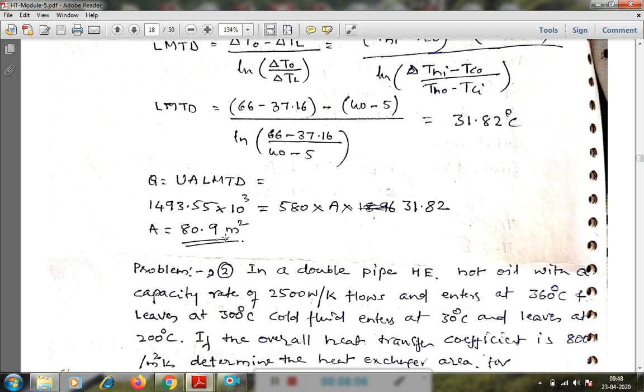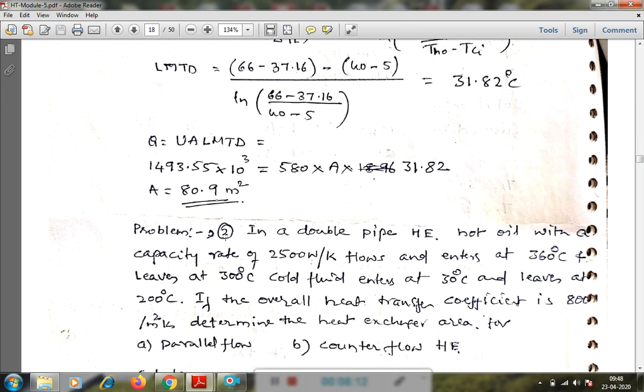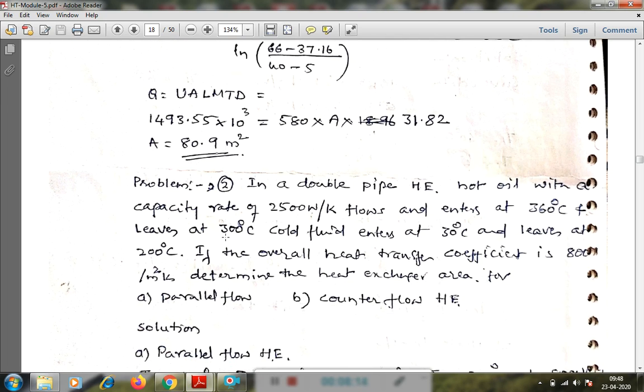The surface area we got, 80.9 meter square, is less than that of the parallel flow heat exchanger. From this we can see that less area is required for the counterflow heat exchanger than the parallel flow heat exchanger. Similarly, we will go for the next problem.